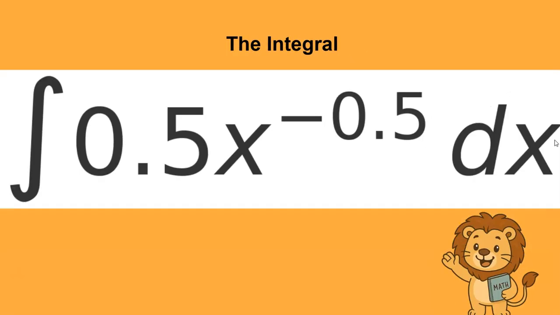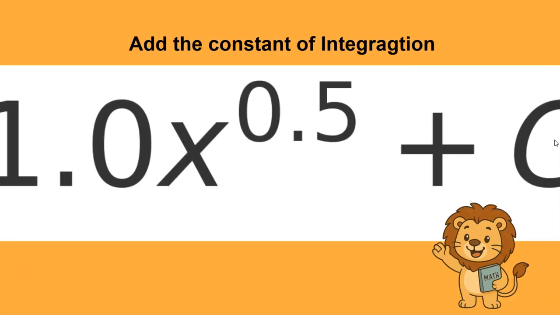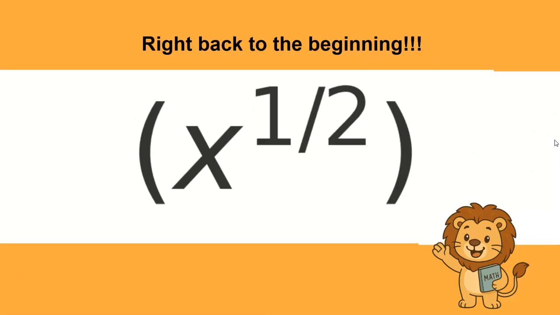Now let's do the integral. So the first step in the power rule for integrals is to add 1 to the exponent and then divide by the exponent. And as always with an integral problem, remember to add the constant of integration. And that's the answer, and we're right back to what we started with before we took the derivative. The integral is the reverse of the derivative.